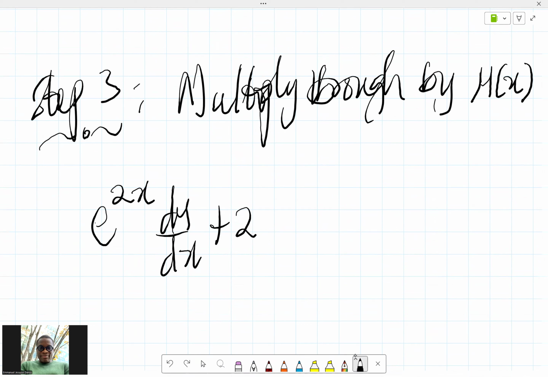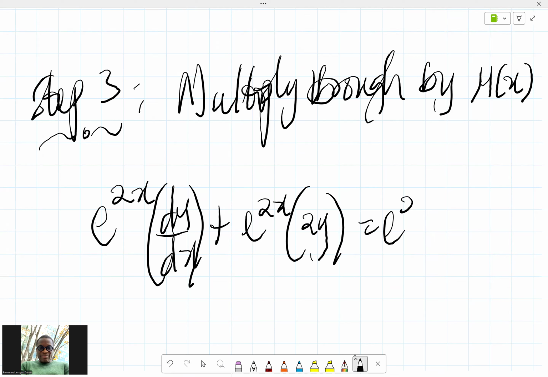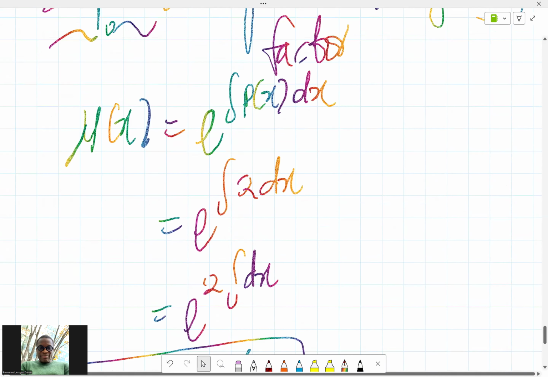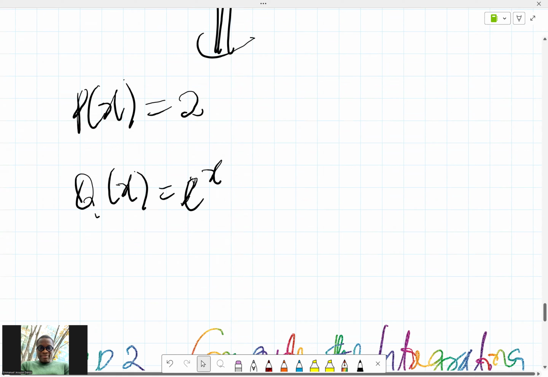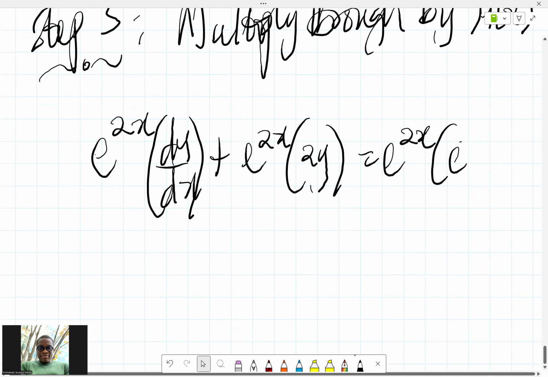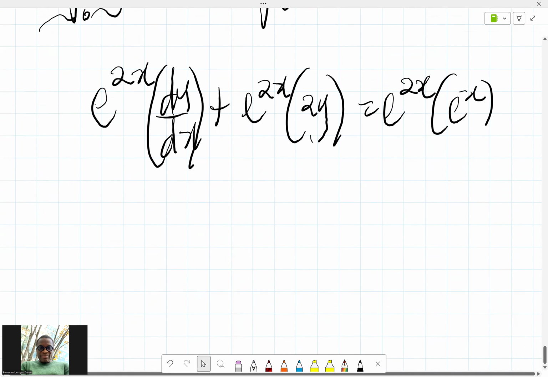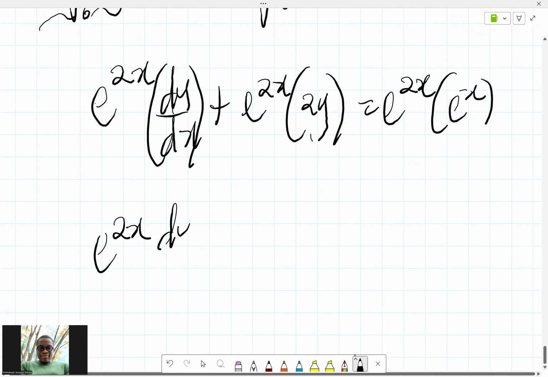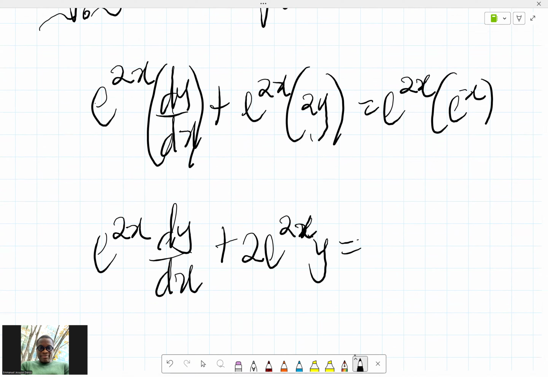Let me not be in a hurry. So multiplying through by e^(2x), you have e^(2x) dy/dx plus e^(2x) times 2y equals e^(2x) times what we had there before, which was e^x. Let me go step by step like this for easy understanding. So now we have e^(2x) dy/dx + 2e^(2x) y, and that is equal to e^(2x) times e^x. That's e^(2x+x), that's e^(3x).